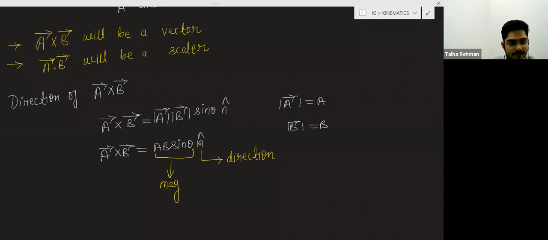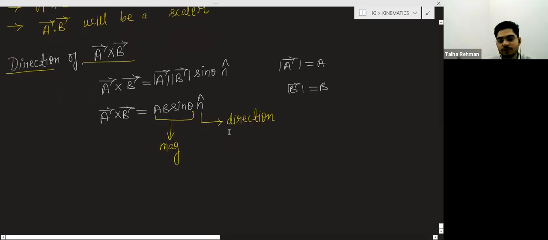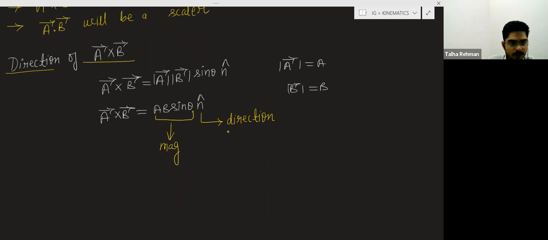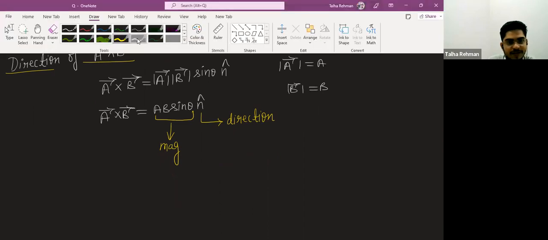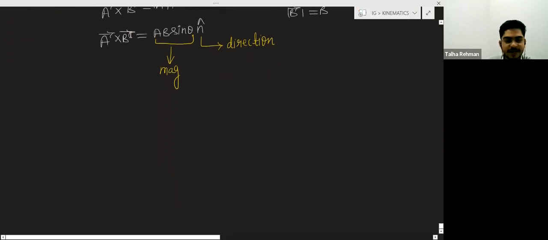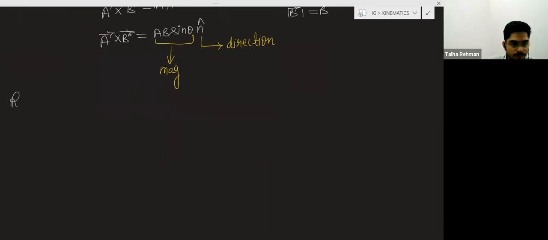Now there is a method to find the direction of A cross B or B cross A. For this we use the right hand thumb rule. What is the right hand thumb rule?